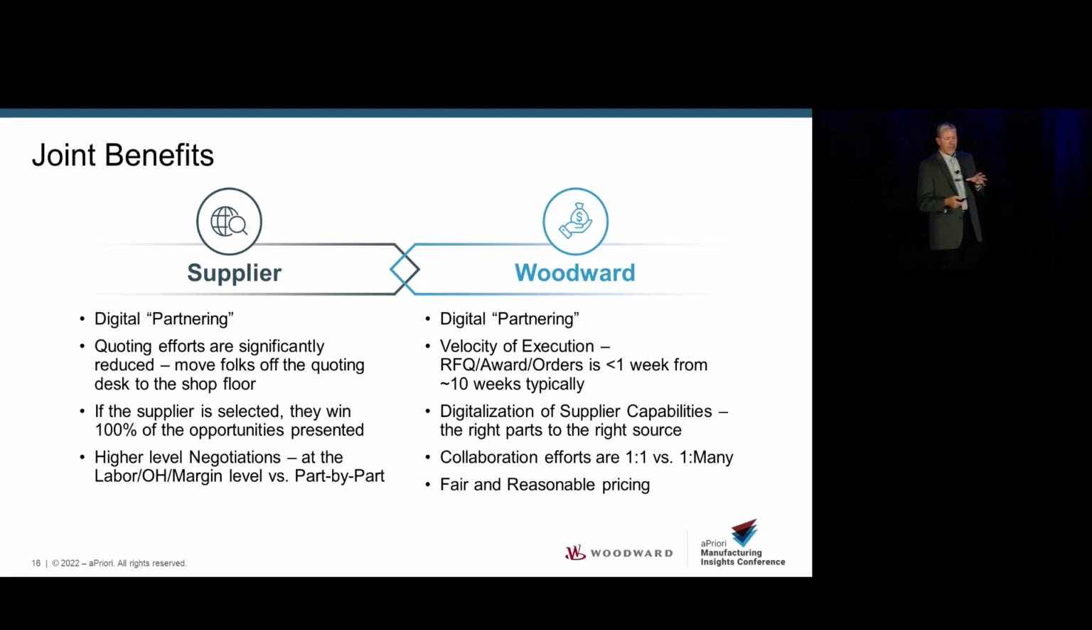And then we're having the higher level negotiations with the suppliers, right? Labor, overhead, margin. That's all I need to work on. I've got their equipment list. I know what they can make. My team's got 40,000 machine part numbers. There's no way I can negotiate 40,000 machine parts. I can negotiate at a higher level, and I can run through a digital factory.